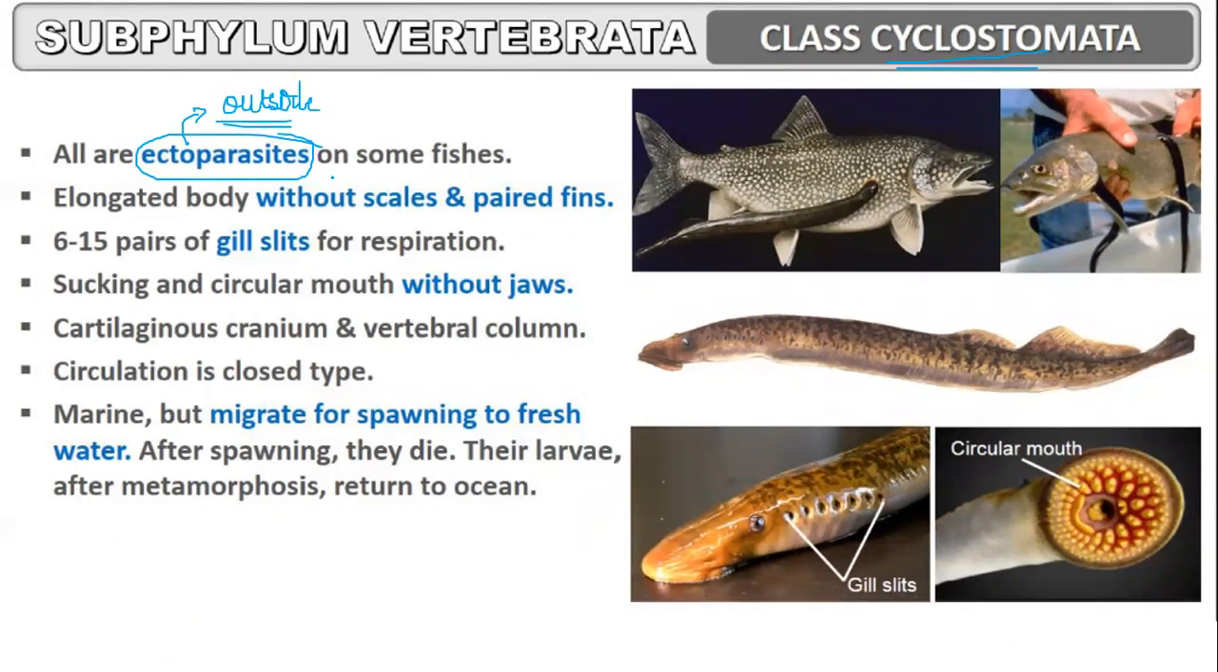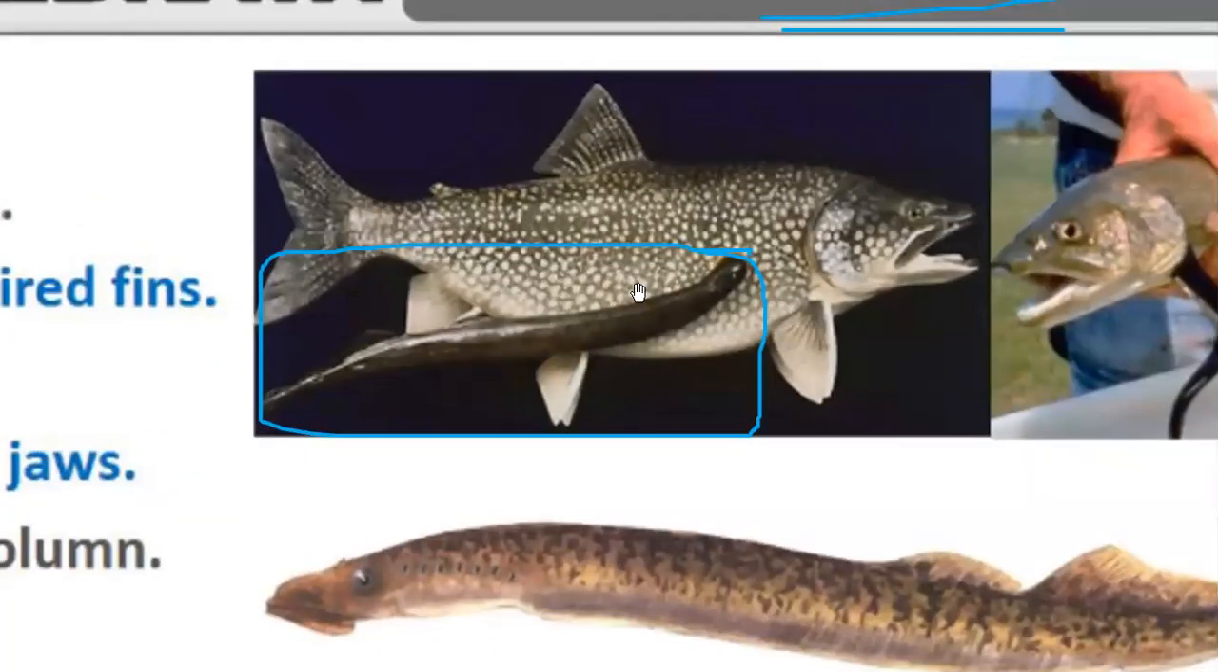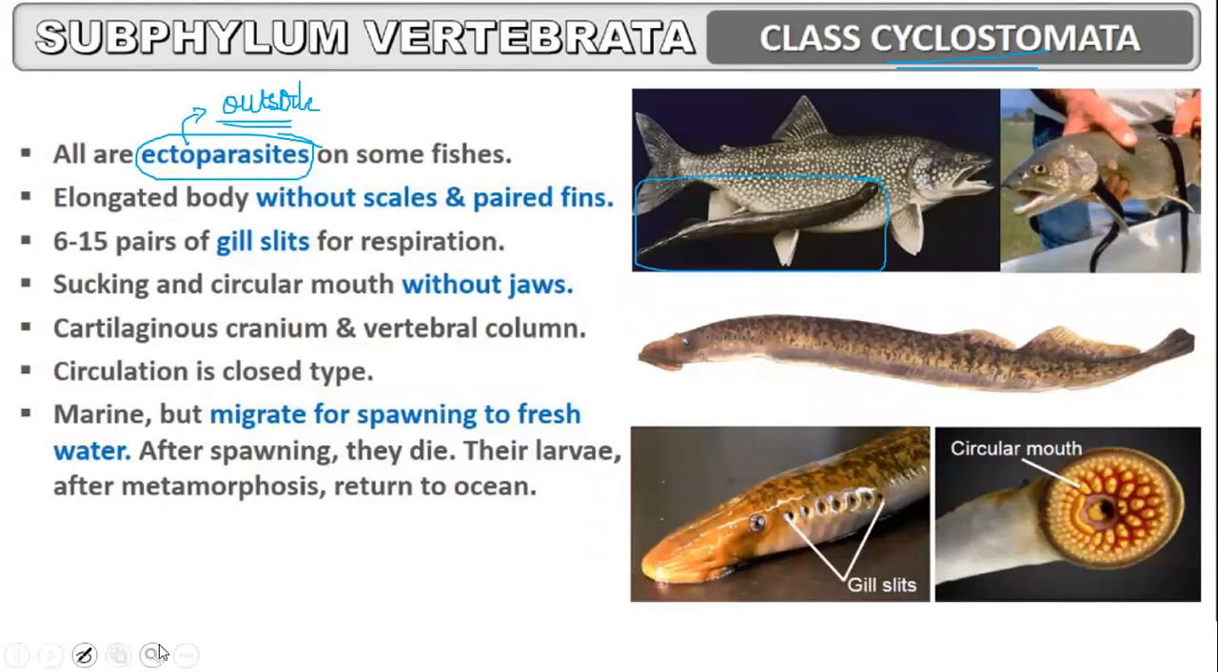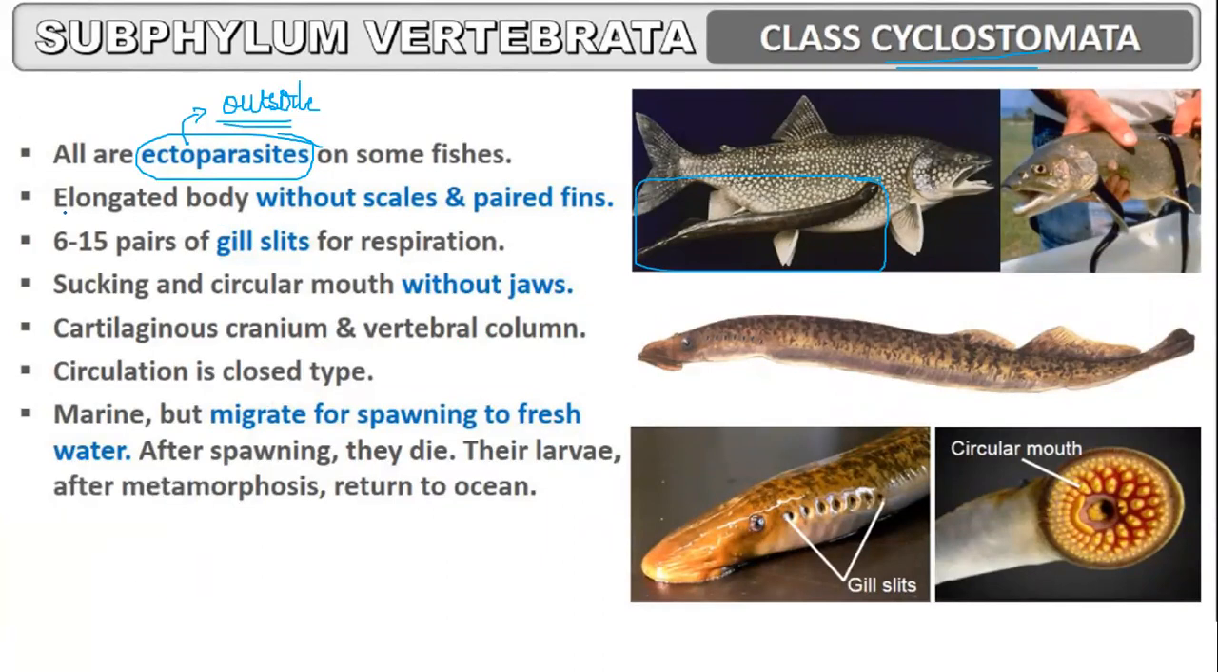Maybe like attached to something like this. This is an example of an ectoparasite. Look, it is not found inside the body. It is found attached to the outside surface of the fish. So they are called ectoparasites. They have an elongated body without scales and paired fins.